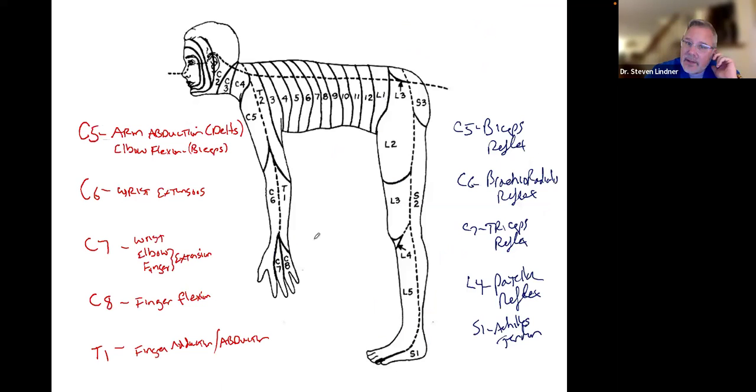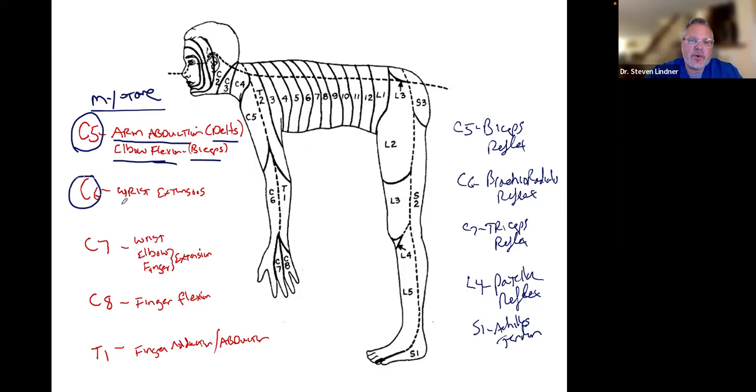So now from here, besides the dermatome, what I put over here are the myotomes. So these are the muscles and the actions that these nerve roots control. So C5 controls arm abduction. When you abduct the arm, that's the deltoid. So if they can't do that, well, there could be a problem with C5. C5 also controls elbow flexion, which is the biceps brachii.